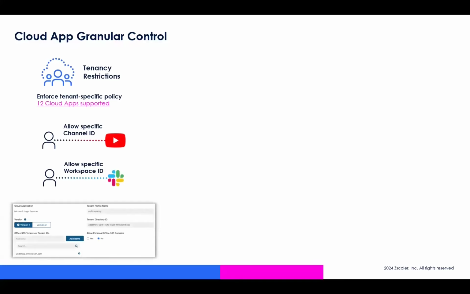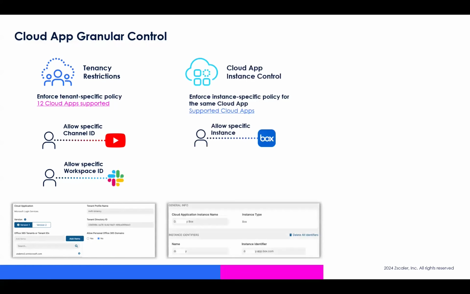This ability to define risk profiles and build a cloud application risk-based policy goes hand in hand with a number of additional granular controls. These include tenancy restrictions, which allow you to configure and enforce tenant-specific policy for 12 supported cloud applications. Cloud application instance control, which allows you to enforce instance-specific policy for some cloud applications. For example, you can configure Office 365 instances to allow only corporate Office 365 instances and not personal Office 365 domains. Or you could configure Box to allow access only to specific Box instances, i.e. your corporate Box instance, rather than allowing access to all Box instances.